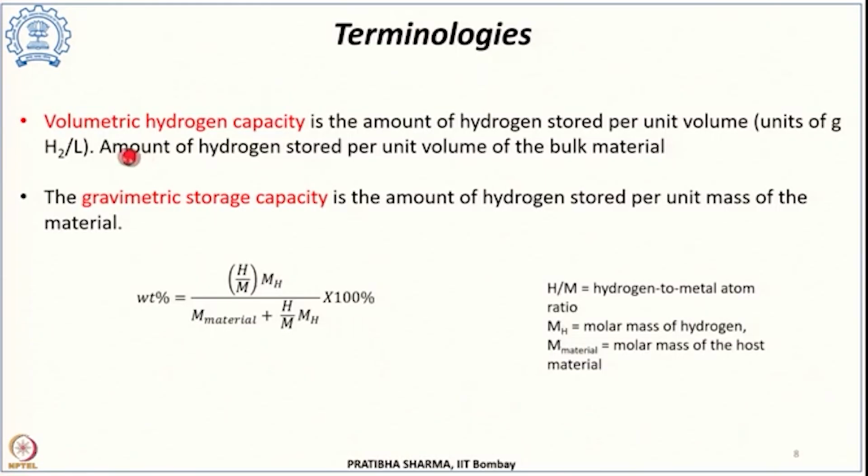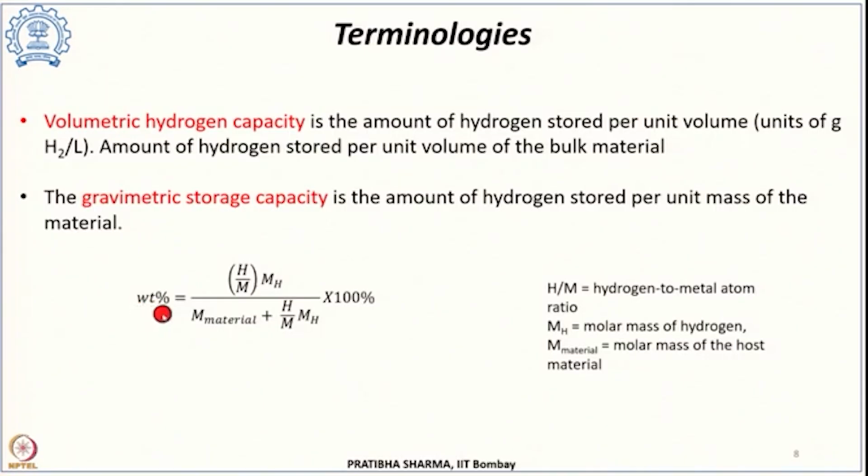Similarly, we can use another term which is known as the gravimetric storage capacity, and this is the amount of hydrogen which is stored per unit mass of the material. Now, it can be expressed in two ways, either H by M, that is the hydrogen to metal atoms ratio, or it can also be expressed in terms of weight percent.